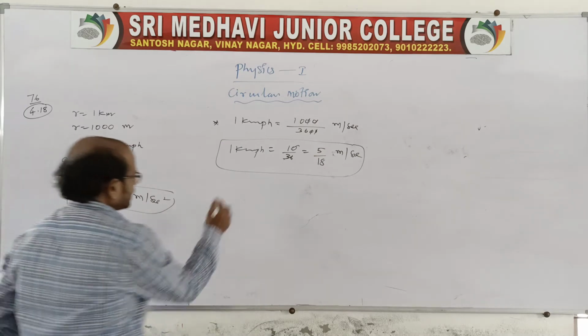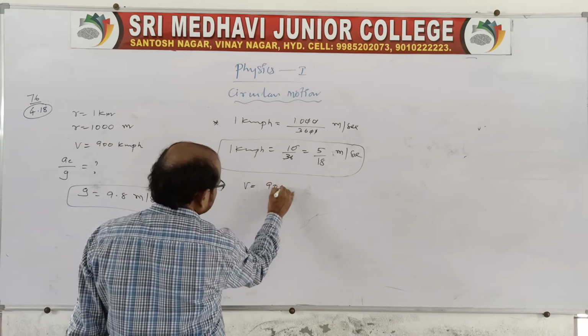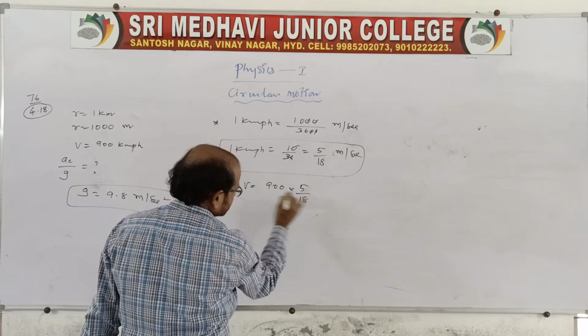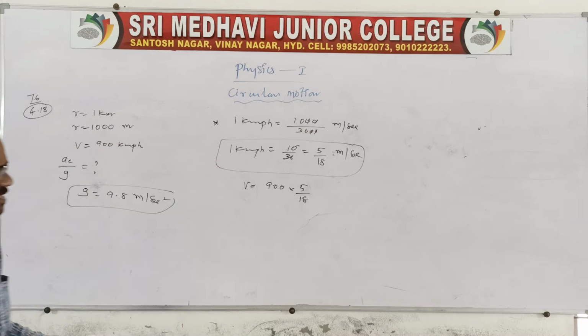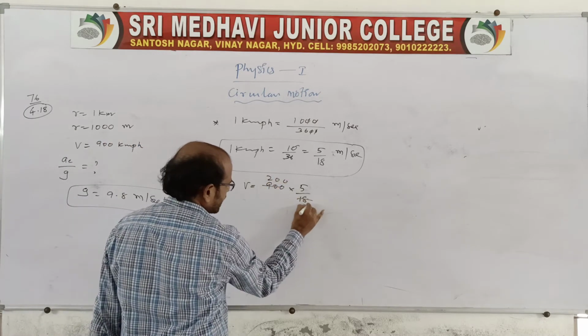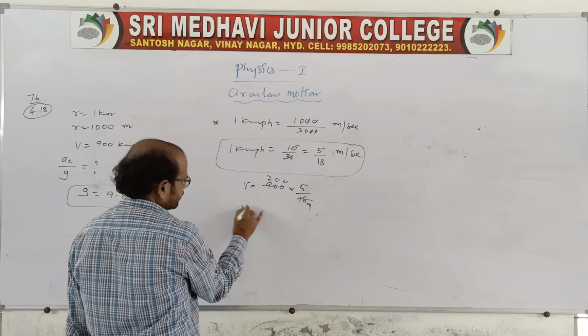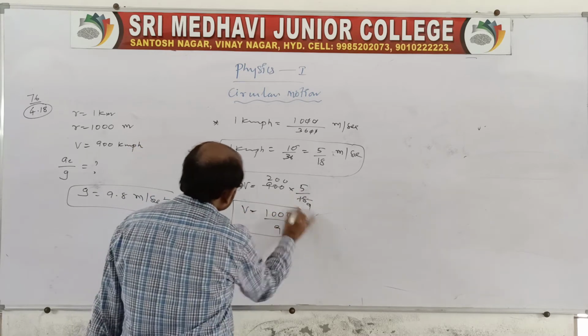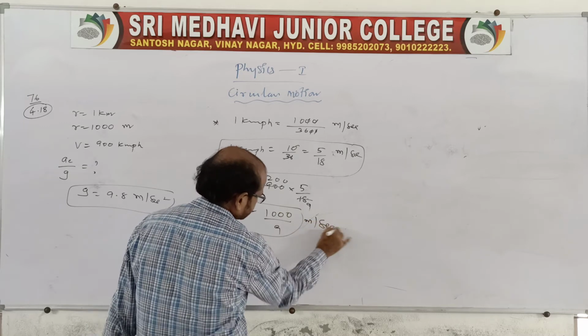So take V, which is given as 900 kilometer per hour. But 1 kilometer per hour is equal to 5 by 18. If you simplify this, you get approximately 1000 by 9... V is equal to 1000 by 9. This is the speed in meter per second.